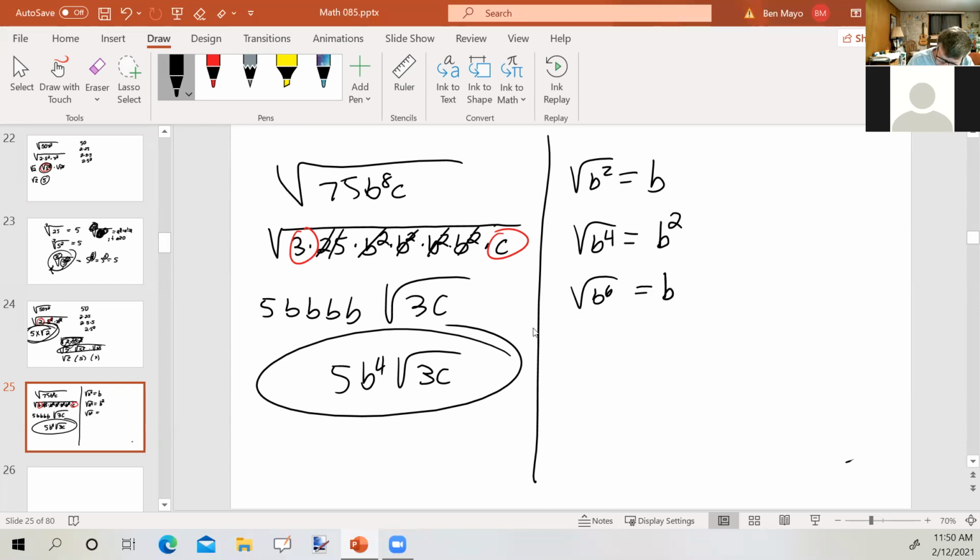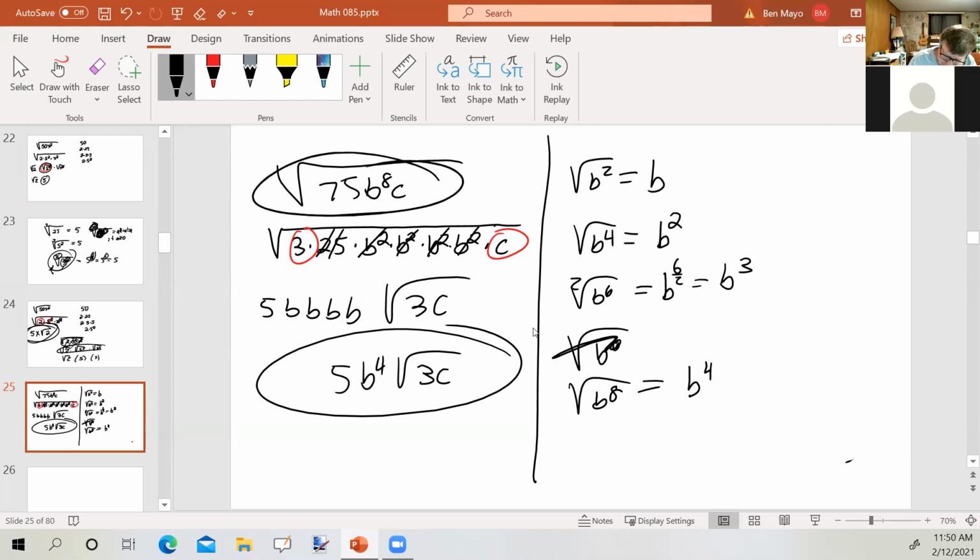B to the 4th? No. B to the 3rd? Right? Because you forgot the 2. Okay. Whoops. What's the square root of b to the 8th? B to the 4th? Right.